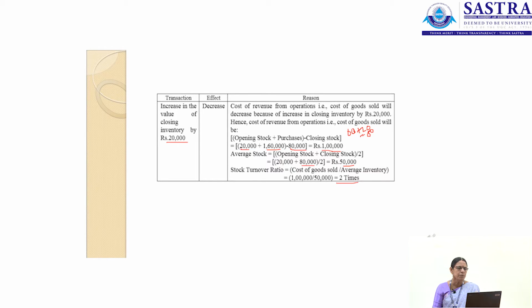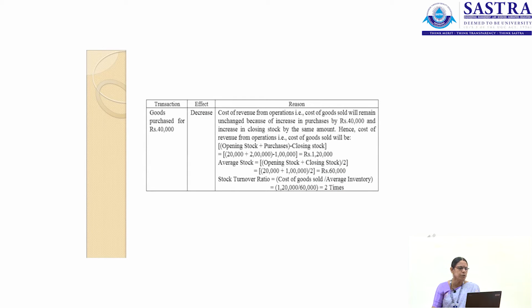So as we have the stock turnover ratio, previously we had 3, now it is 3.2. So we have a decrease in your ratio. Whenever we have an increase in the value of closing inventory, that will decrease your cost of goods sold, because closing stock increases means we have not sold it to the public. So this cost of goods sold will decrease. When cost of goods sold decreases, your average stock will increase. That is because your stock in your hand has increased. So the stock turnover ratio decreases.